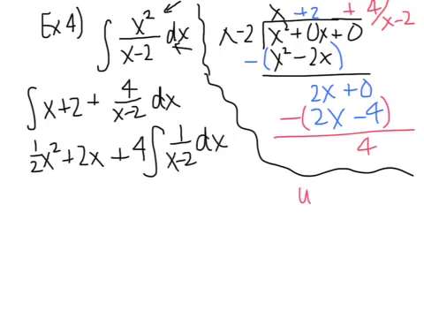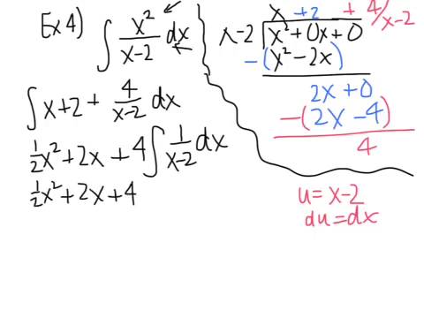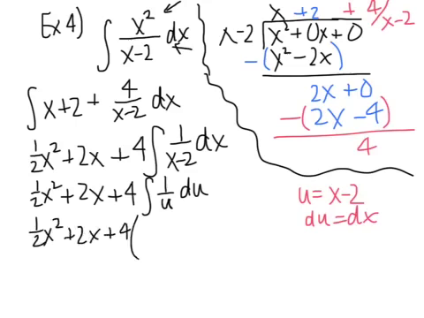Again, I'm going to use a u substitution of x minus 2. You might be able to do this one in your head. If you didn't want to use a u, you wouldn't have to. The antiderivative of 1 over u is going to be natural log of the absolute value of u, but u, of course, is x minus 2. And we would put plus c.